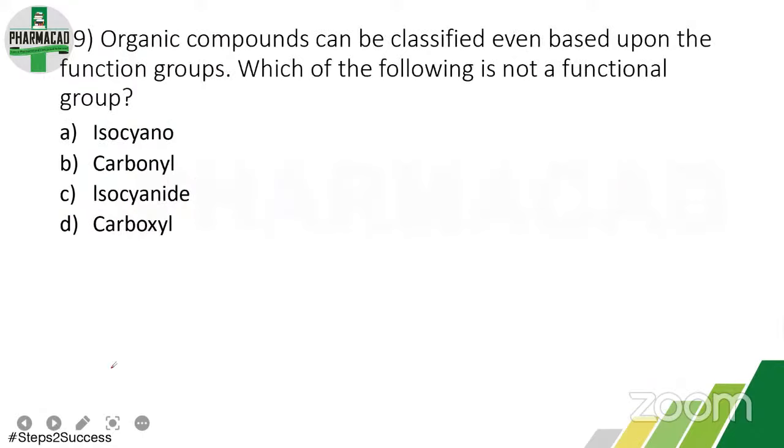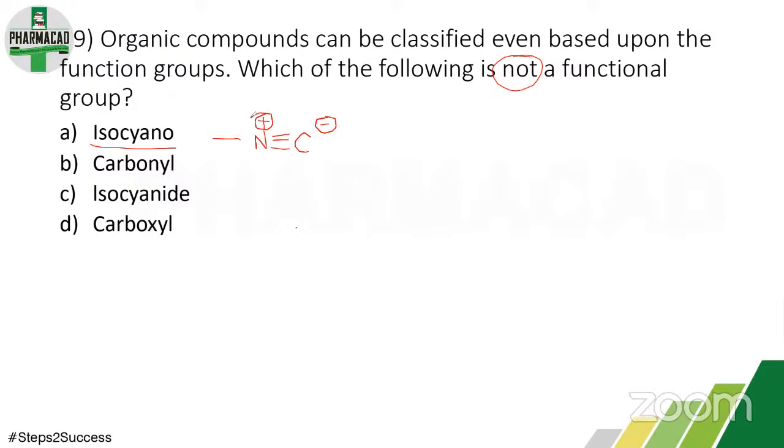Next question. Organic compounds can be classified even based upon the functional group. Which of the following is not a functional group? Now, isocyano is what? Nitrile group. That is nitrogen triply bonded with carbon.